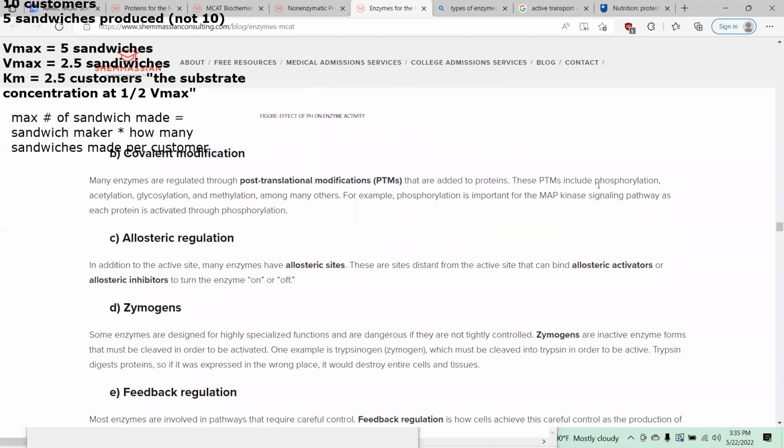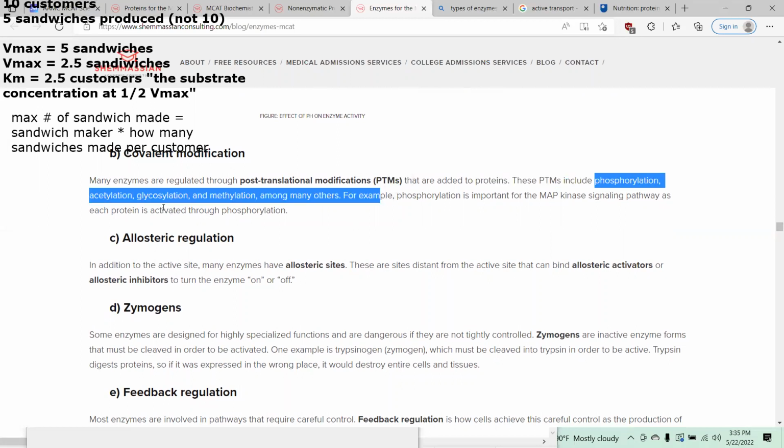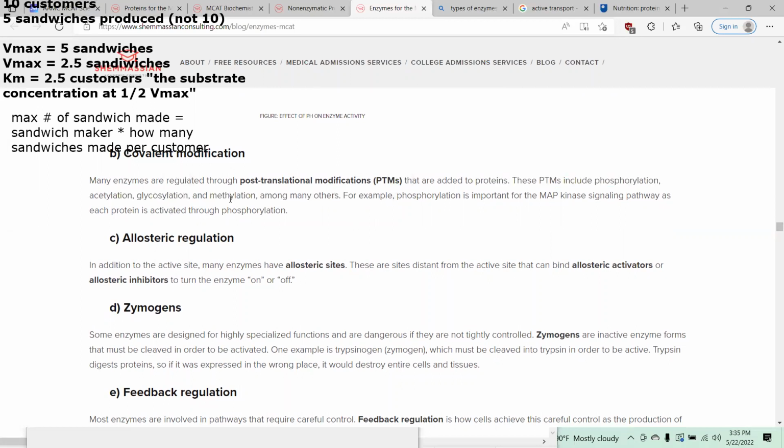Okay, so we hinted at this earlier. If you phosphorylate an enzyme, glycosylate an enzyme, meaning sugar it, if you put a methyl on it, if you put an acetyl group on it, it can change the function of the enzyme. Most commonly, when enzymes are phosphorylated or dephosphorylated, it activates or inactivates them. There's not a one-to-one link. A phosphorylation is not always an activation. It's not always a deactivation. It depends on the enzyme.